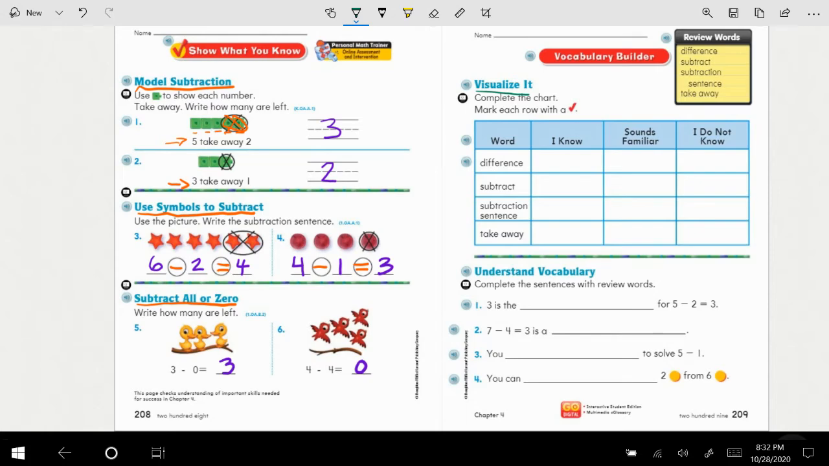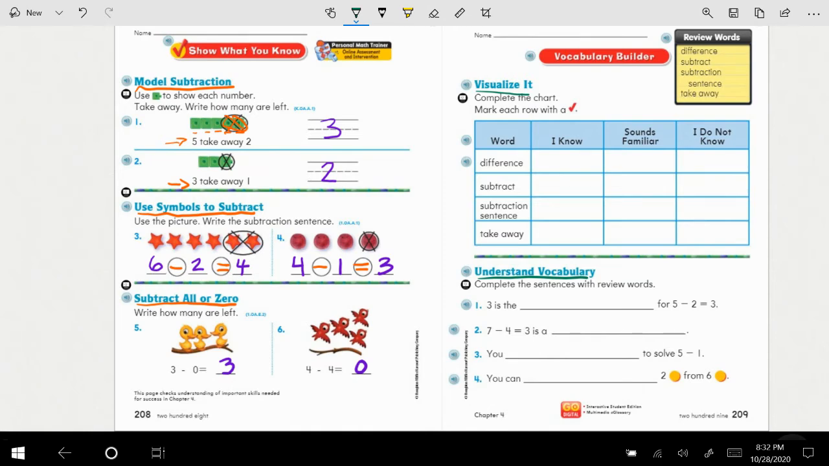Okay, so now we're going to apply those words. We're going to understand our vocabulary just like we do when we're reading. And we always practice using the words. We are going to practice using these words in these 4 sentences below. So we need to decide which word belongs in each sentence.